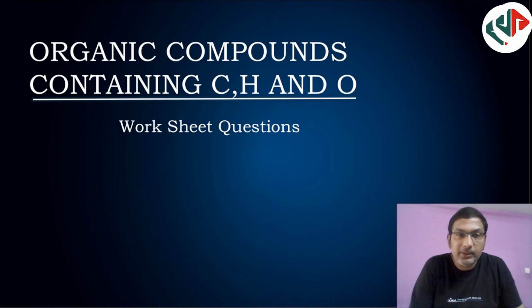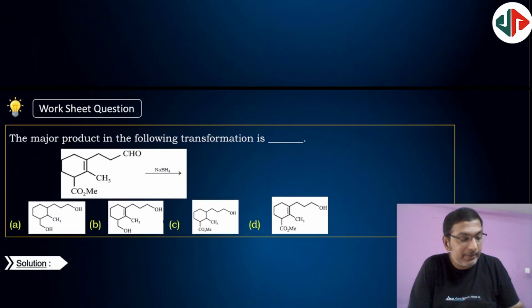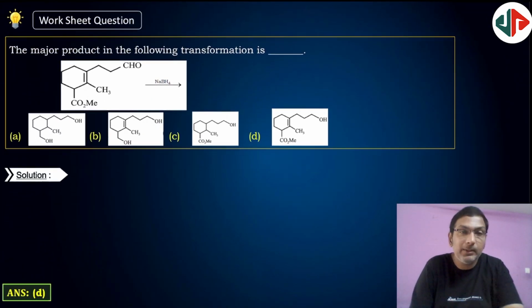So in this video, I am going to explain organic compounds containing C, H and O, that is alcohols, phenols, ethers, aldehydes, ketones and carboxylic acids. We'll discuss them one by one. These are worksheet questions on organic compounds containing C, H and O.